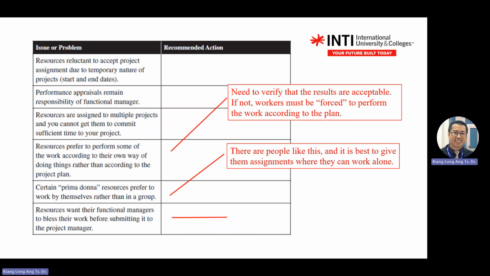Okay. Resources want their functional manager to bless their work before submitting it to other project managers. The word bless means they want to get acknowledgement from their reporting officer. This one is not an issue in a traditional organization chart, but it will become an issue when you are in the strong matrix or project-based organization chart. Okay, so this one, you cannot do anything. You just accept. This is a culture. It's not an issue actually. It's just the way you manage it.